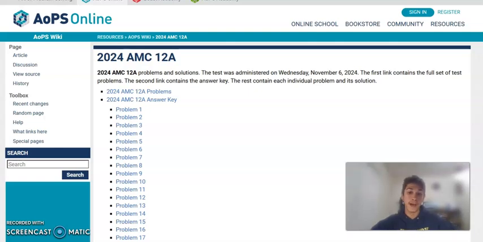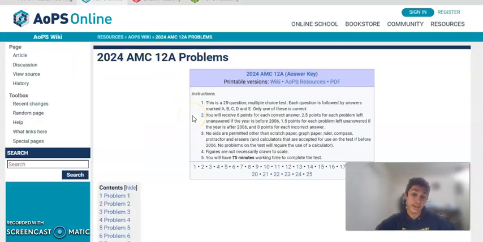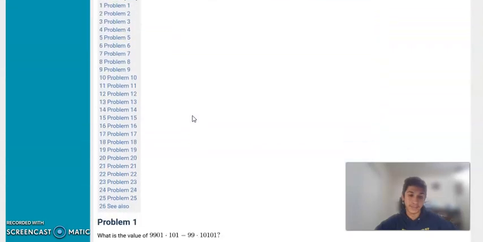Hello everyone, welcome back. Now we're going to be looking at the 12A AMC cutoff predictions, so let's get into it. Once again, we're looking at the front end of the test.